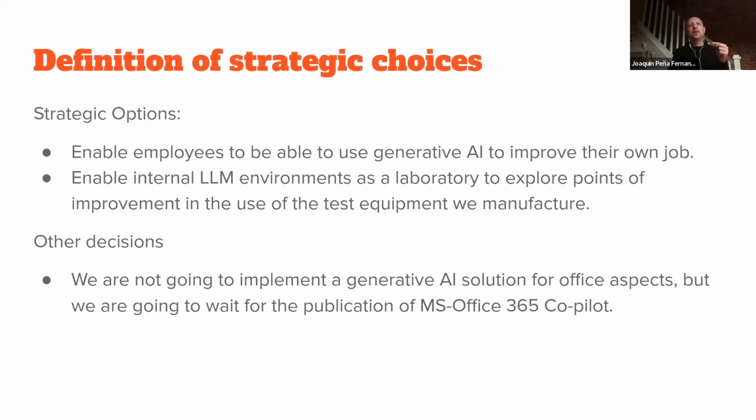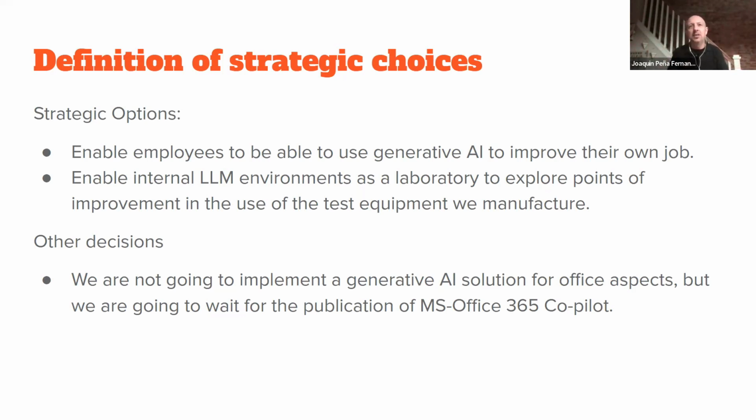Then, in the definition of the strategic choices, there are some guiding principles. In this case, one of the guiding principles of the strategic options that we have defined is to enable employees to use generative AI to improve their own position. The second is to enable LLM environments as the laboratory to explore points of improvement in the use of the test equipment that we manufacture. This is where we are going to take the extensive use cases that we could have in a company, and reduce them and define specific places where we want to work.